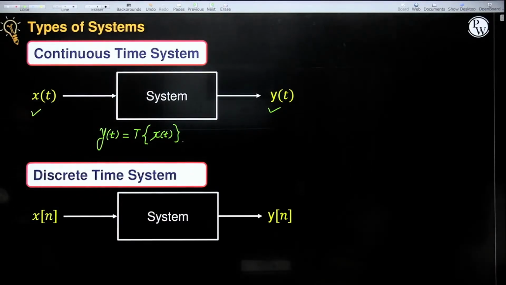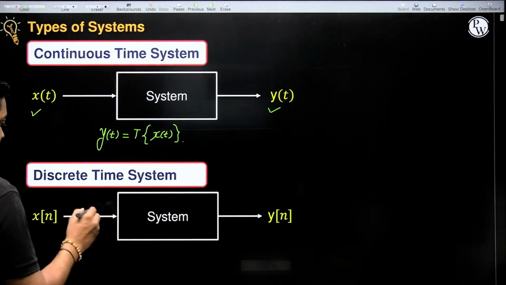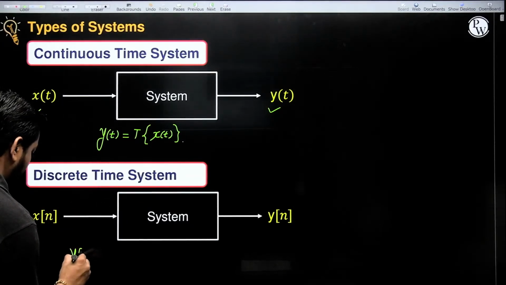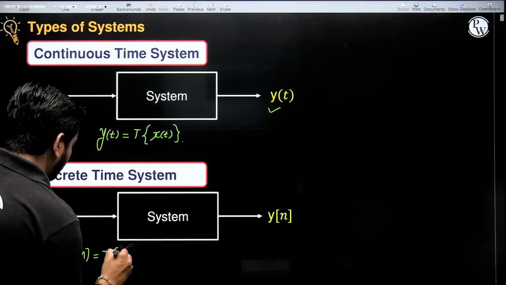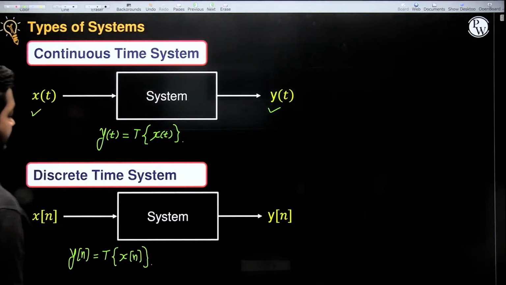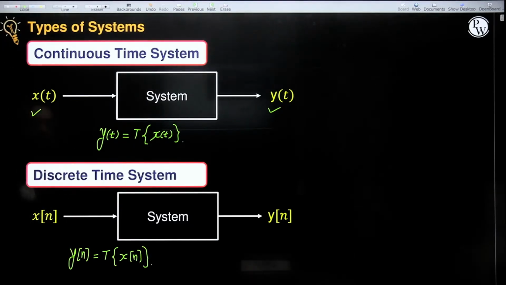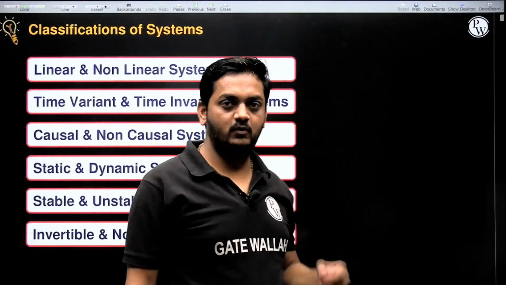Similarly, if input and output both are discrete in time, it is known as a discrete time system, y of n equal to transformation of x of n.